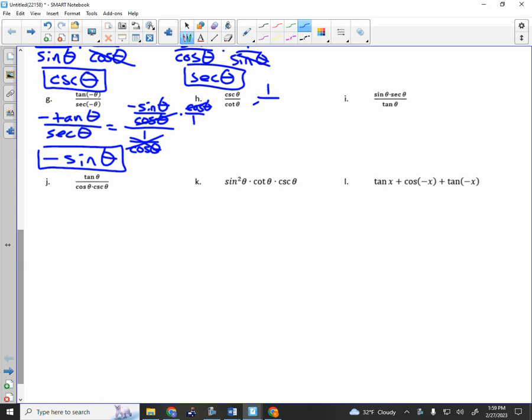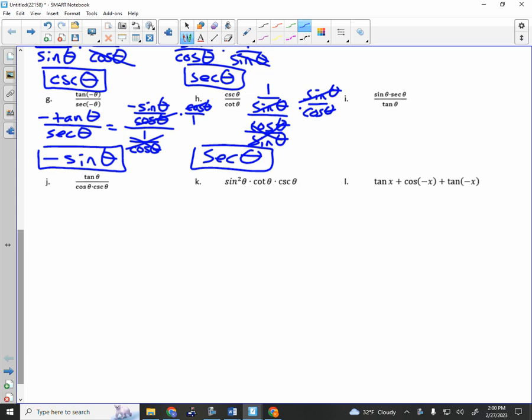Okay, you should have 1 over sine divided by cosine over sine. Notice that when you multiply by the reciprocal, sine of theta over cosine of theta, the cosines cancel and you get secant. We good?